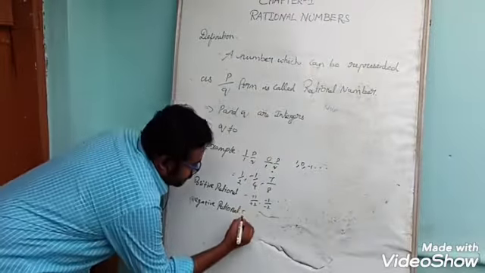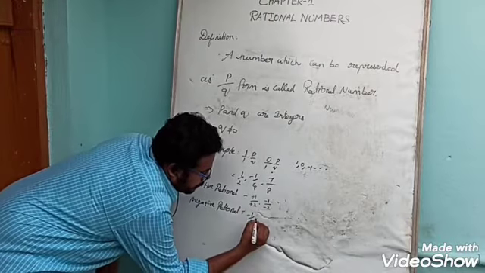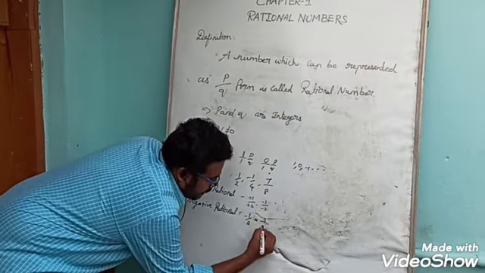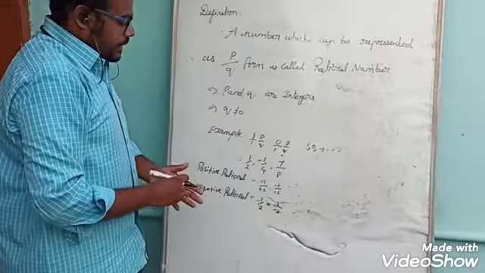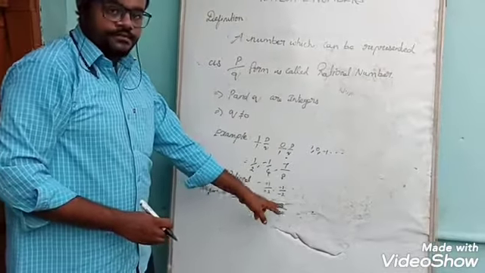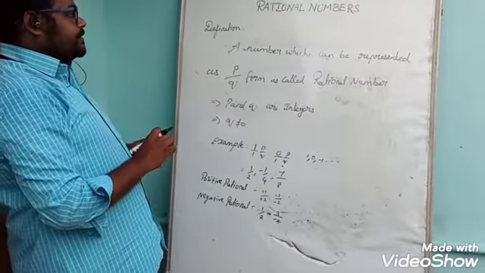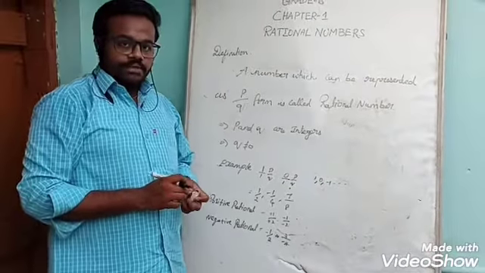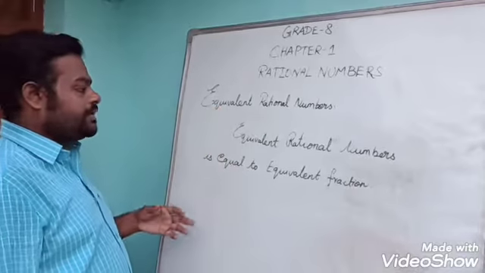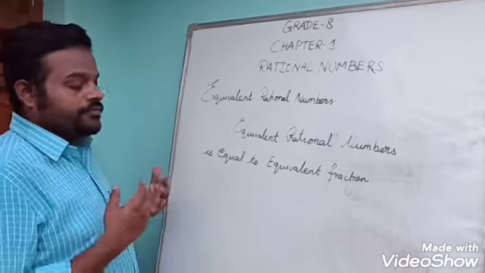Instead of that, minus 1 by 2 or 3 by minus 4. Here the numerator and denominator have different signs, plus and minus, so we say it is a negative rational number. Next we have to see equivalent rational numbers. Equivalent rational numbers are the same as equivalent fractions.